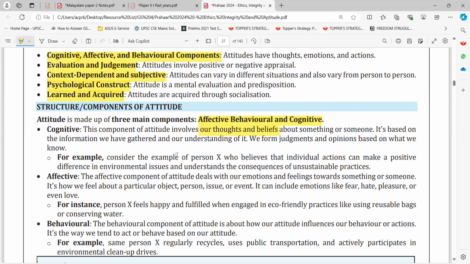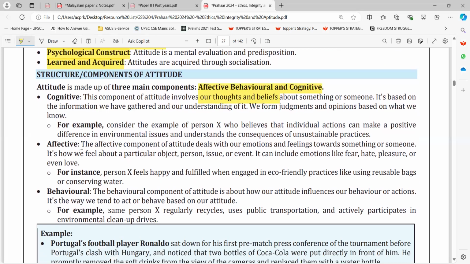For example, consider the example of a person X who believes that individual actions can make a positive difference in environmental issues and understands the consequences of unsustainable practices. Second one is affective. The affective component of attitude deals with our emotions and feelings towards something or someone. It's how we feel about a particular object, person, issue, or event. It can include emotions like fear, hate, pleasure, or even love.